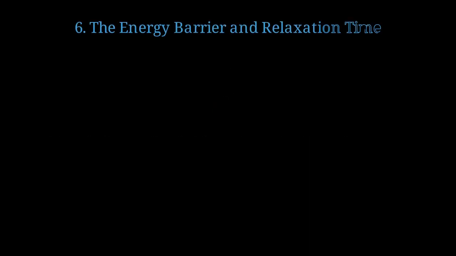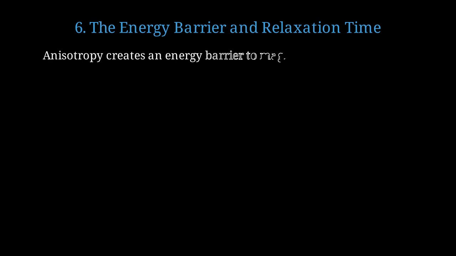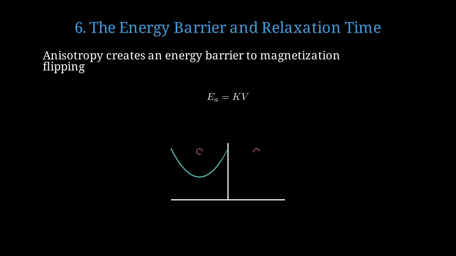To understand when superparamagnetism occurs, we need to examine the energy barrier to magnetization reversal. Magnetic anisotropy creates an energy barrier that the magnetization must overcome to flip from one orientation to another. The anisotropy energy barrier equals the anisotropy constant K times the particle volume V. This creates a double-well energy landscape. The magnetization sits in one of the two energy minima, separated by an energy barrier.